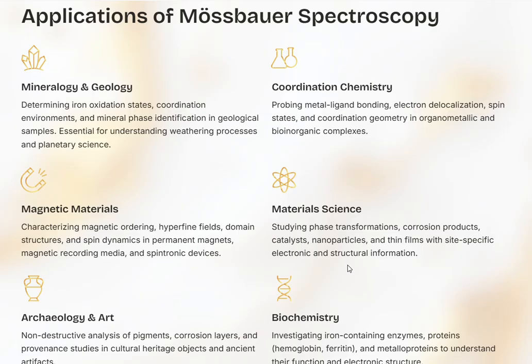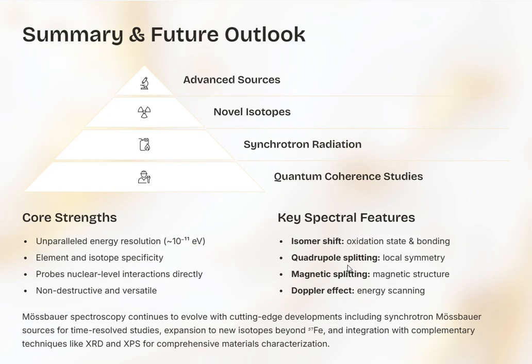So in total, what we covered in Mossbauer spectroscopy is isomer shift, quadrupole splitting, magnetic splitting and the Doppler effect. Hope it's clear. Thank you.